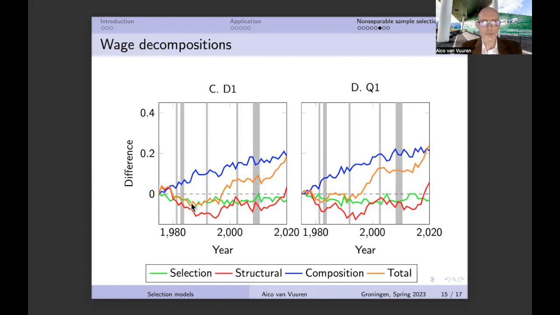In addition to that, we do see that the selection effect now is somewhat more negative from what we have seen at the previous slide. That is again true for D1 as well as for Q1. Well, this is also something that we might have expected.